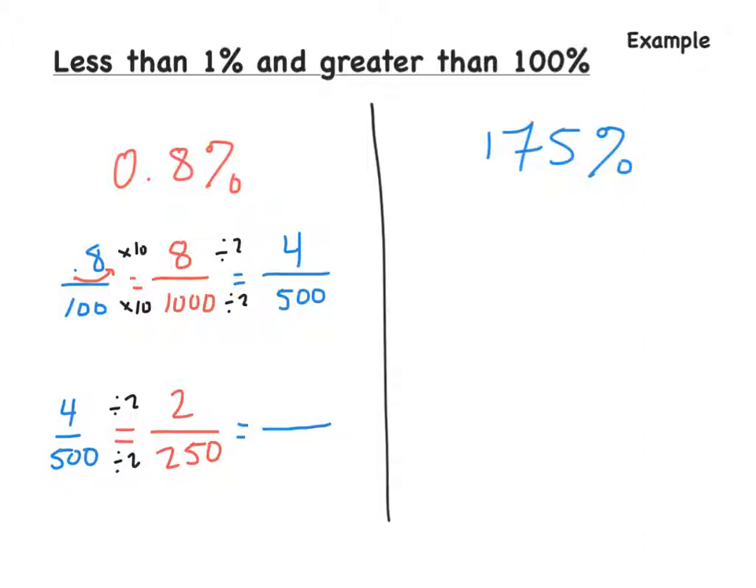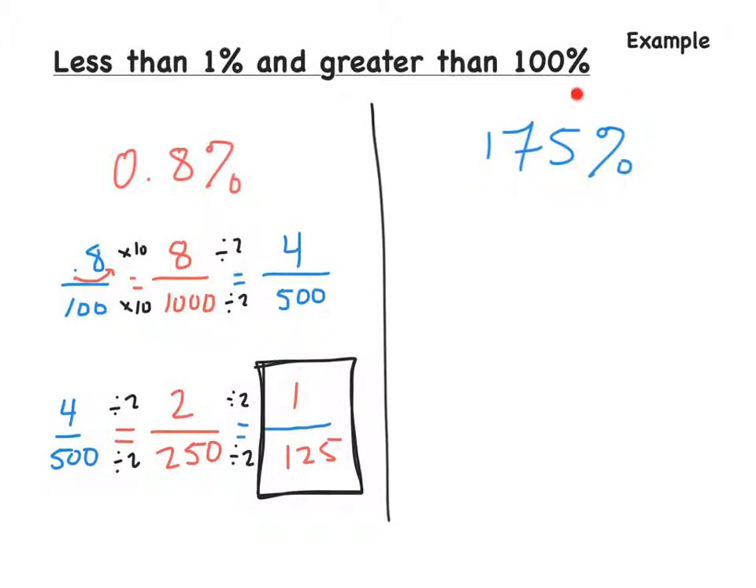So if we divide 2 by 2 and 250 by 2, 2 divided by 2 is 1. 250 divided by 2 is 125. So 1 over 125, or 1/125 is the correct answer for changing 0.8% into a fraction.